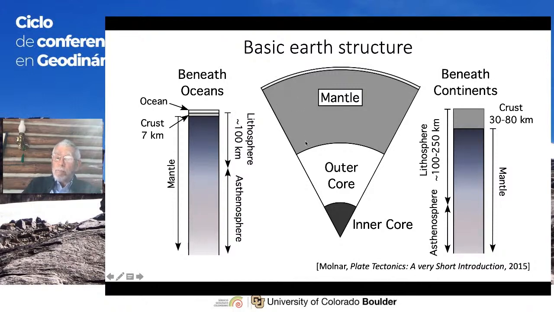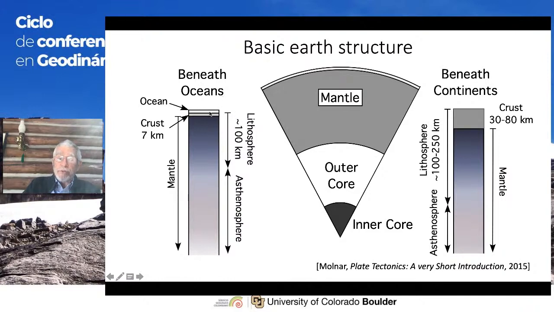The mantle is most of the mass of the Earth, and the crust is a thin layer on top. That's one way of dividing the Earth: crust, mantle, core. But another way is in terms of lithosphere and asthenosphere.